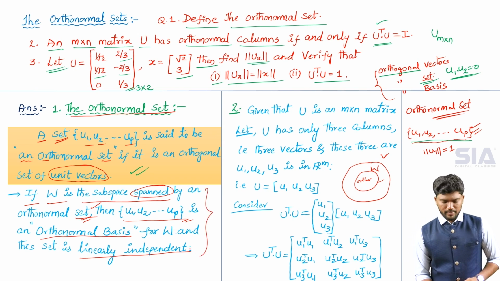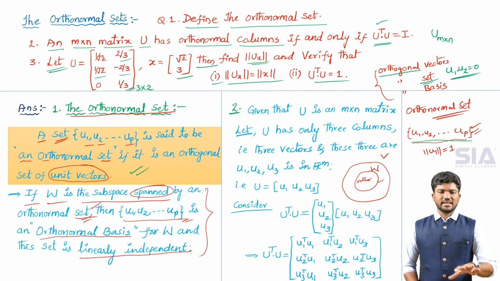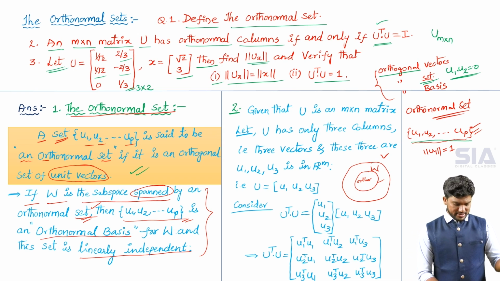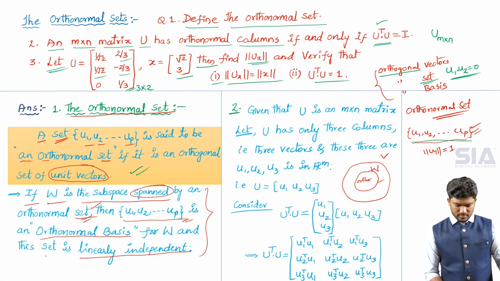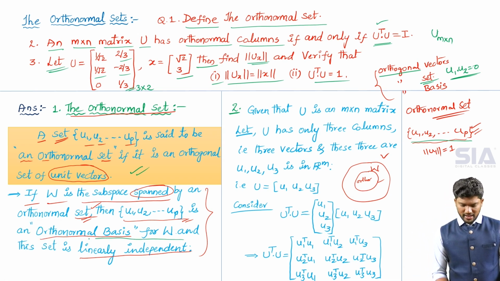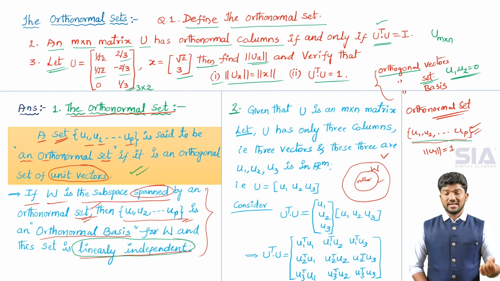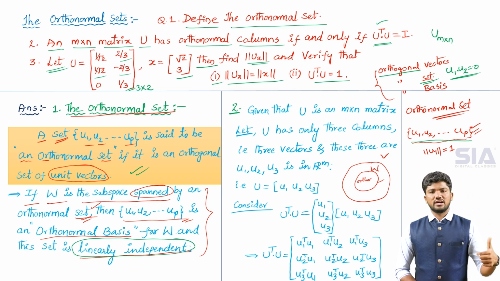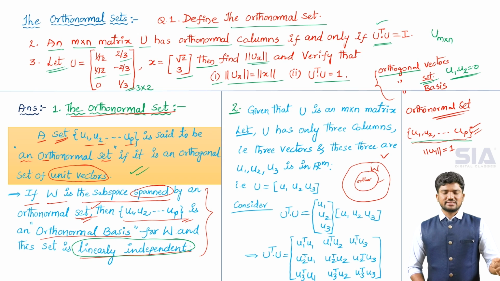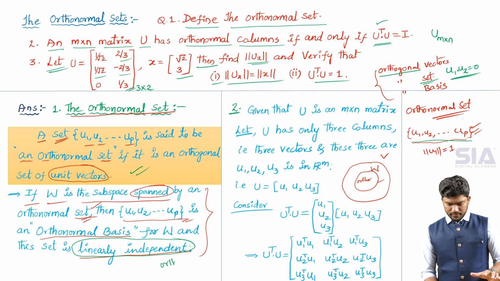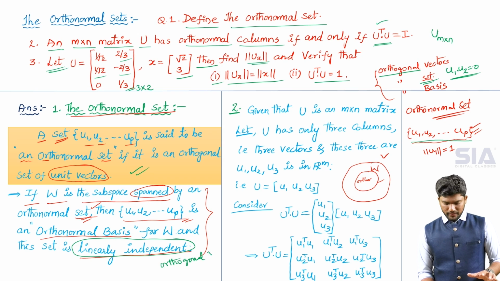One of the very important topics. In the previous lectures we also discussed that orthogonal vectors, and here orthonormal vectors, are linearly independent. In the previous lectures we discussed one of the important theorems: orthogonal vectors, or an orthogonal set, we proved that it is a linearly independent set.